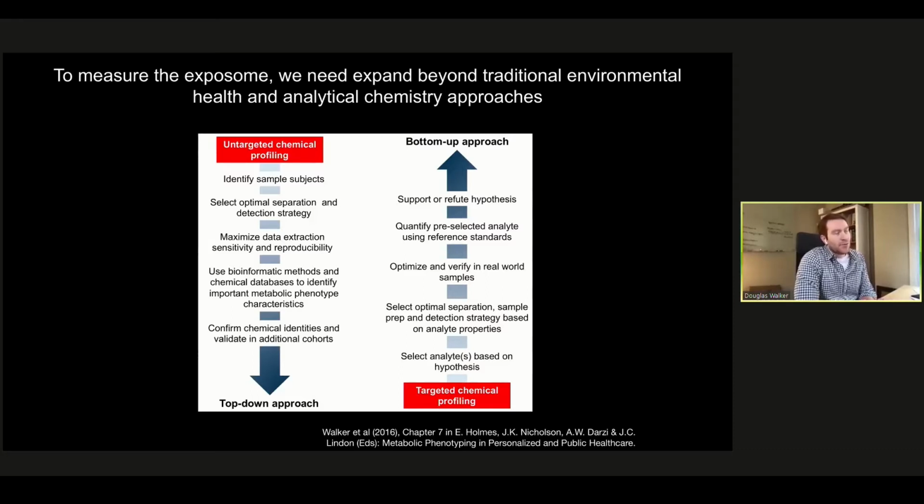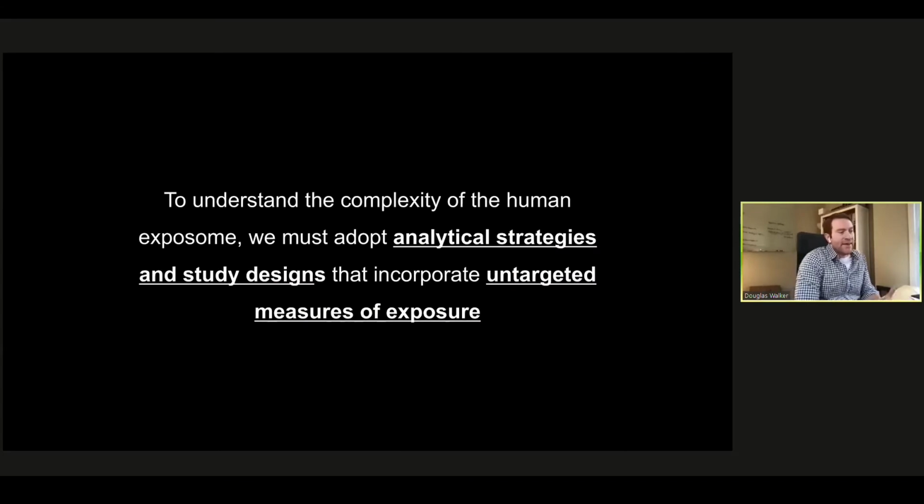In untargeted chemical profiling, we're maximizing our ability to detect exposures as well as endogenous metabolites oftentimes, and then using bioinformatics and biostatistics to determine which exposures we should be prioritizing for their relationship with their outcome. And I think that this is a critical recognition that we need for advancing exposome science.